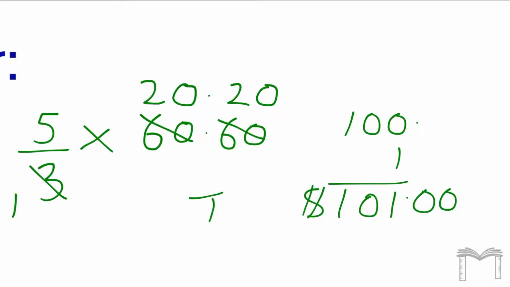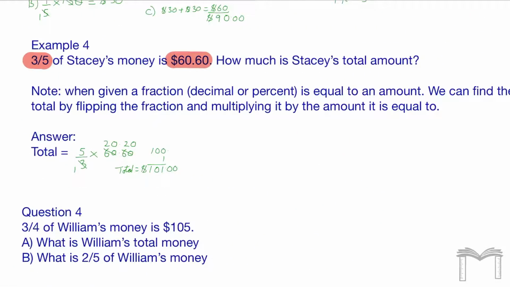So the total is... Stacy had $120 total.